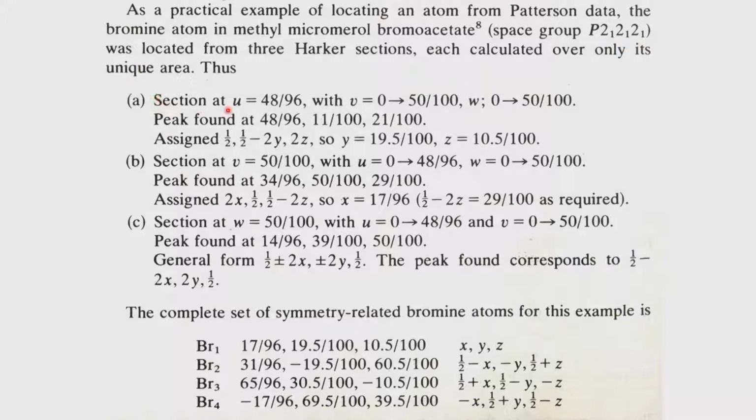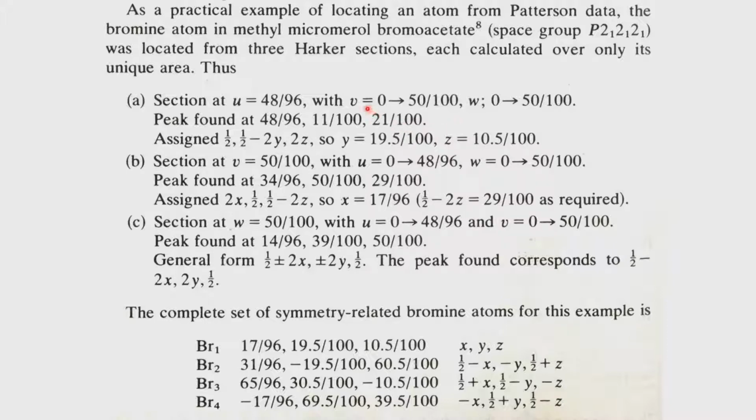So we look at the section at u equals 48 by 96. What is 48 by 96? It is half. So we look at u equals half. V is now going from 0 to 50 by 100, and W also goes from 0 to 50 by 100. So we look at this particular section of the Patterson. We compute only this particular section of the Patterson. We get a peak at 48 by 96, 11 by 100, and 21 by 100.